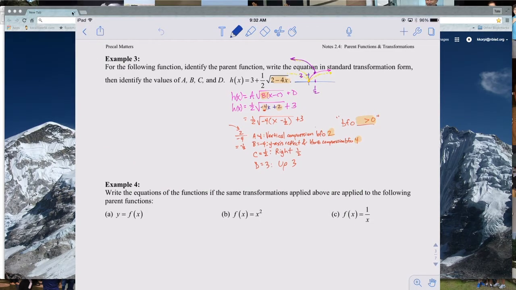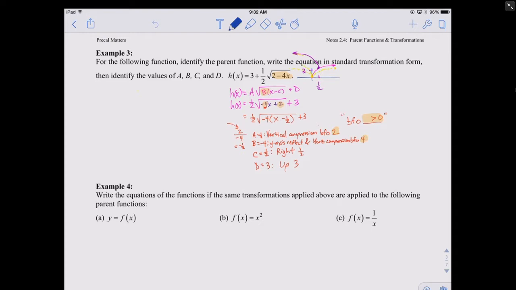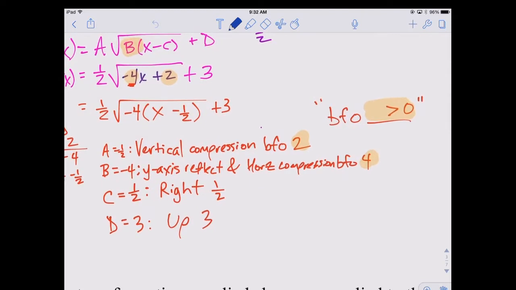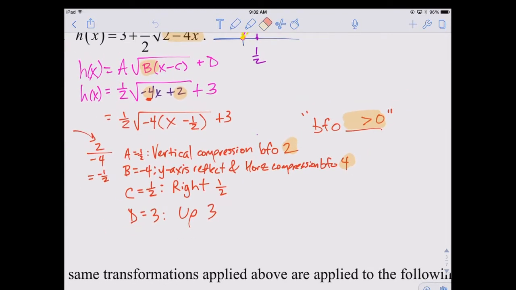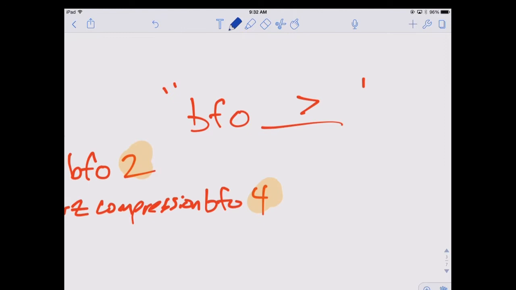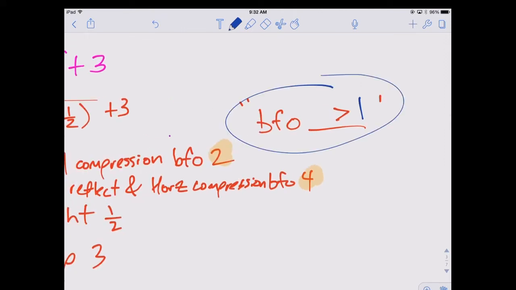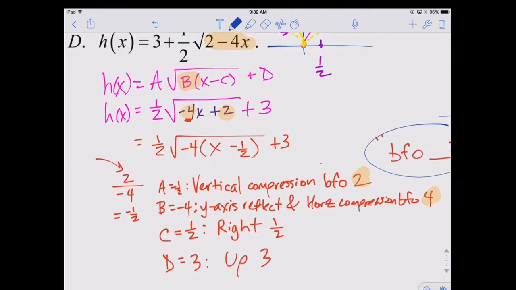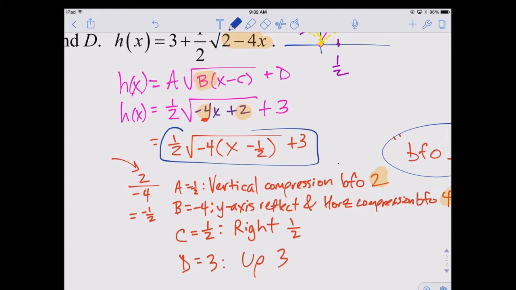All right, 2.4, example 4, we're looking at standard transformation form. On example 3, we looked at putting this function into standard transformation form. And the parent function was the radical function, so we even sketched a graph at the end. We talked about by a factor of, and we learned today on the warm-up that this should actually not only be greater than 0, but greater than 1. Whenever you say by a factor of, it should be greater than 1, because you're going to tell me which direction it goes. So in the end, we ended up with this as our standard transformation.